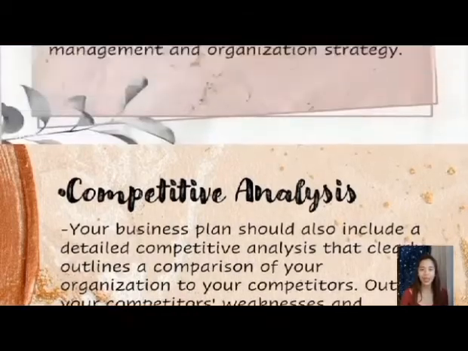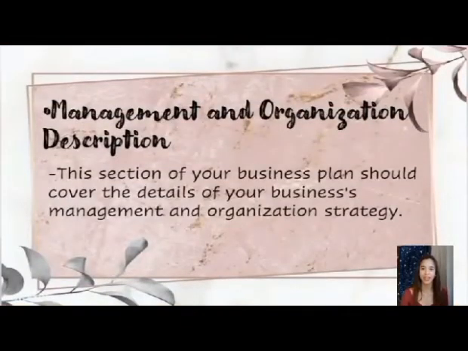The sixth one is the management and organization description. This section of your business plan should cover the details of your business management and organization strategy. You must introduce your company leaders and their qualifications and responsibilities within your business. You can also include human resources requirements and the legal structure of your company.